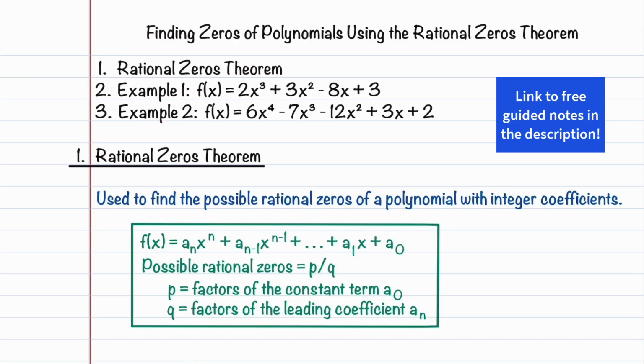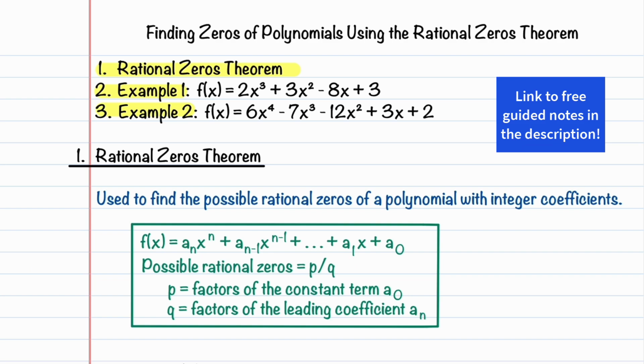In this video, we'll walk through how to use the Rational Zeros Theorem to find the rational zeros of a polynomial, especially those with higher degrees where factoring isn't immediately obvious. I'll show you step by step how to list all possible rational zeros, test them using synthetic division, and factor the polynomial completely. We'll work through these two examples together.